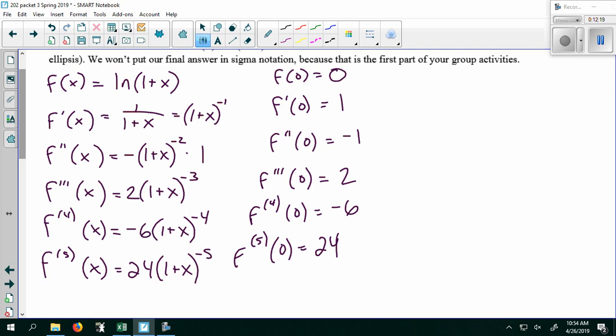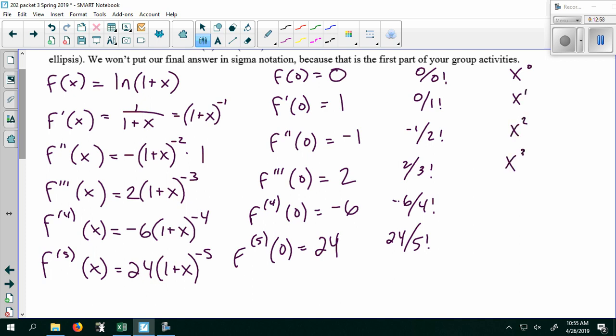Okay, so then my coefficients are the f values over factorials, right? So it's going to be this f value over the appropriate factorial. 0 factorial, then 1 factorial, then 2 factorial, then 3 factorial, 4 factorial, and 5 factorial. And then my powers of x minus a is 0, so this is just x to the 0, x to the first, x squared. And I might simplify these.